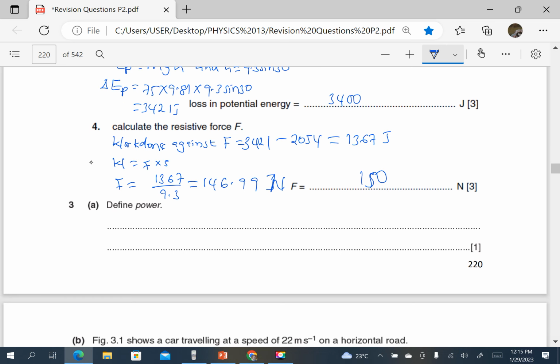Define power. We know power is the rate of doing work. Work done per time. Work done over time taken, that is power.